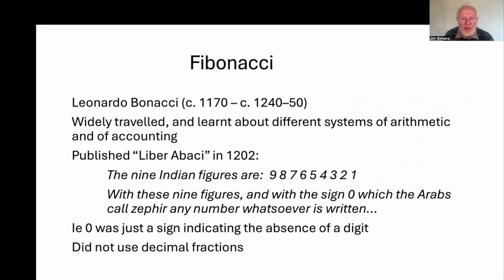So the pivotal moment is all about Fibonacci, Leonardo Bonacci, a merchant, son of a merchant, widely travelled initially with his father when he was still a lad. And he was obviously mathematically gifted, and he learnt about different systems of arithmetic and accounting as he travelled around the Mediterranean. And in 1202, he published this book, Liber Abaci.